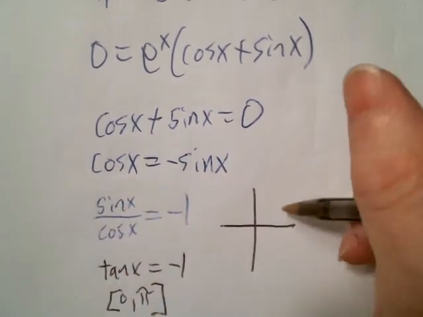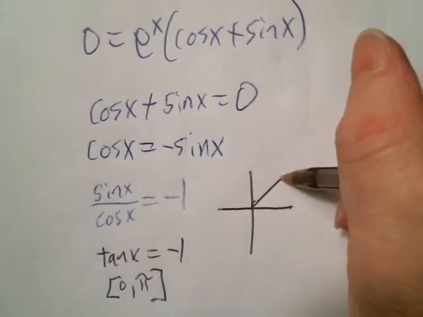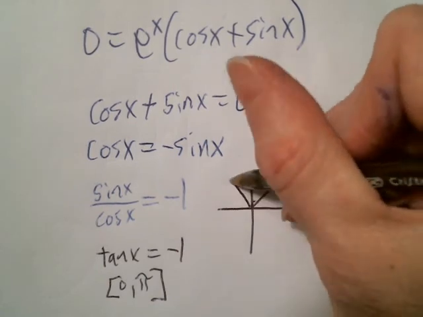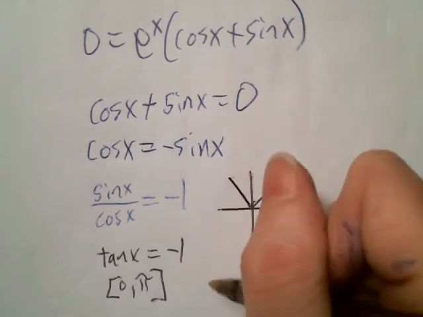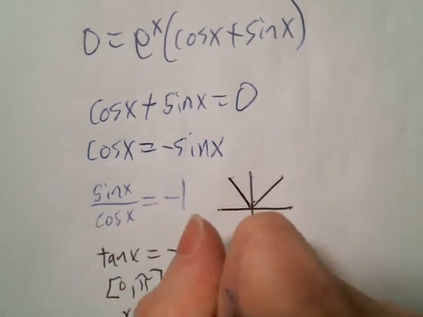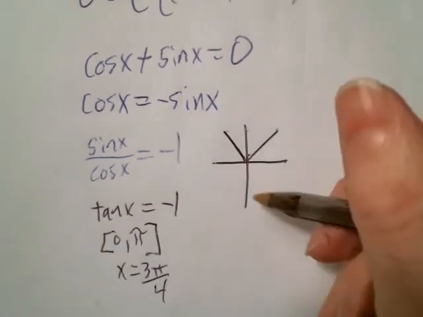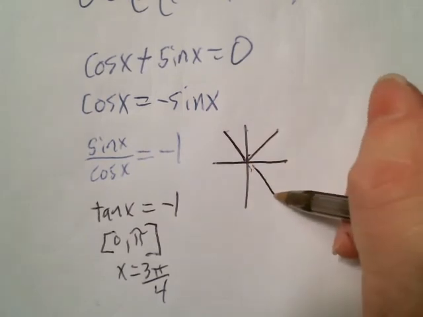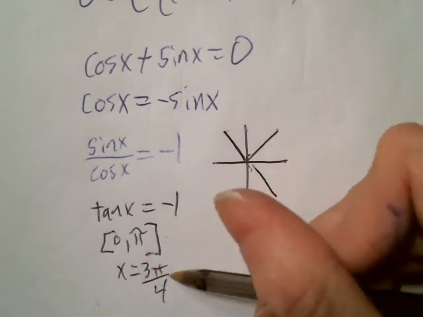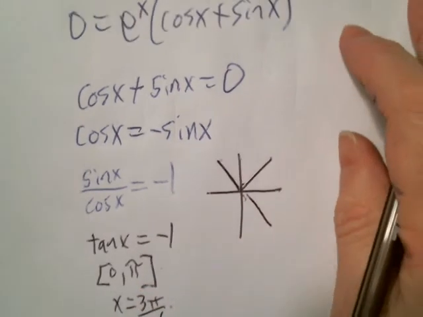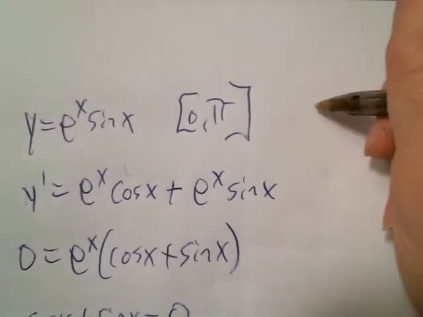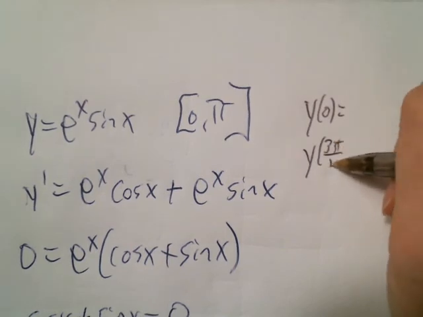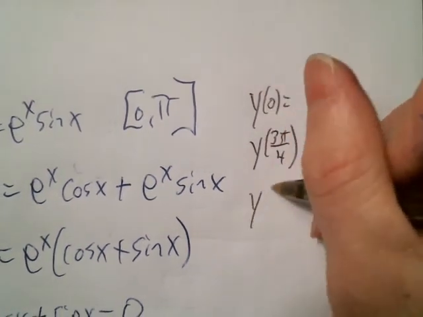Okay. You can think about the unit circle. So tan of pi over 4 is +1. Then tan will be negative in this quadrant. So we need 1, 2, 3 pi over 4. So x equals 3 pi over 4. There's another answer over here. Tan is negative over here as well, but it's not in our interval. So the only real critical number is 3 pi over 4. And so we go again and check, what is y of 0? What is y of 3 pi over 4? And then what is y of pi?